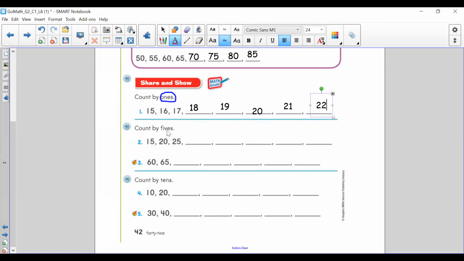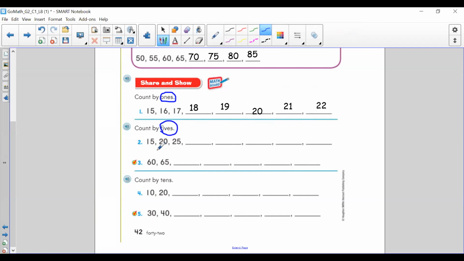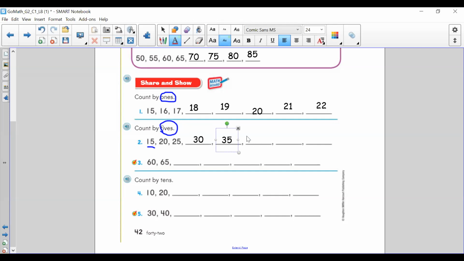Now in the next part, we're going to count by fives. So I'm going to circle that by fives. So we don't have to start at 1, we're going to start at 15. So we can do it. 15, 20, 25, what's the next 10? 30. 5 more, 35, 40, 45, 50.